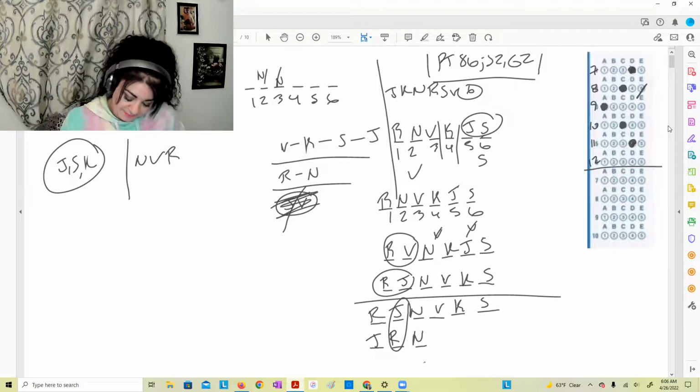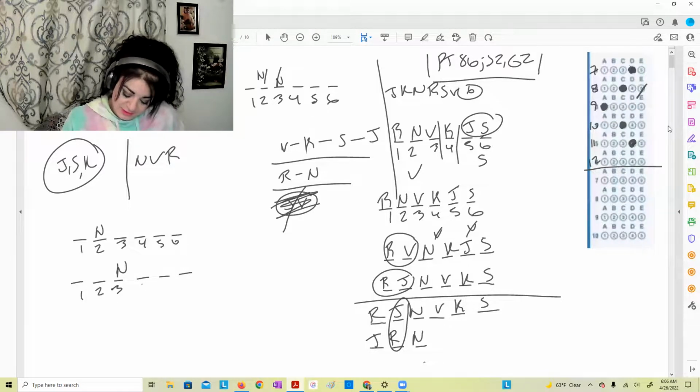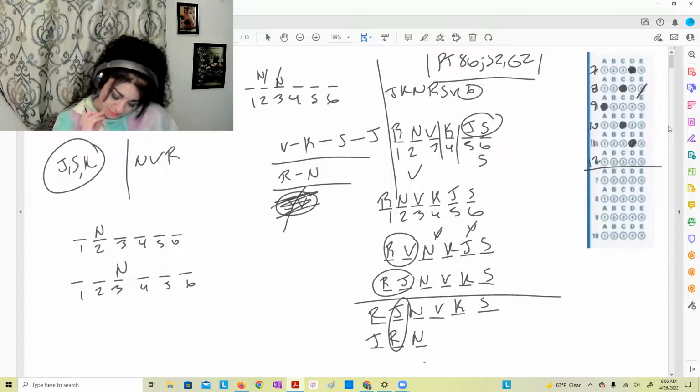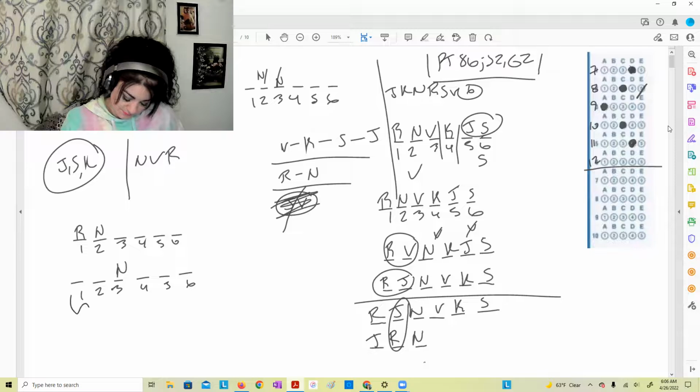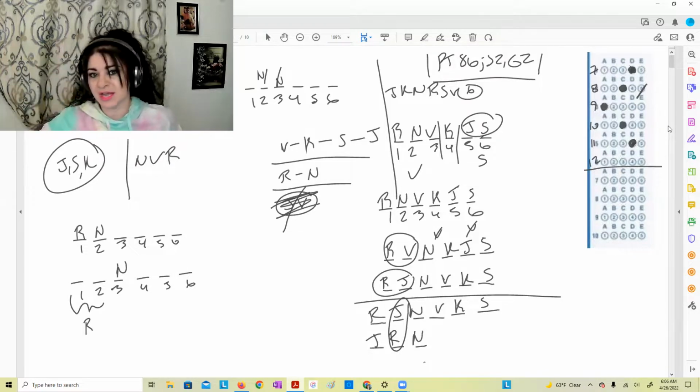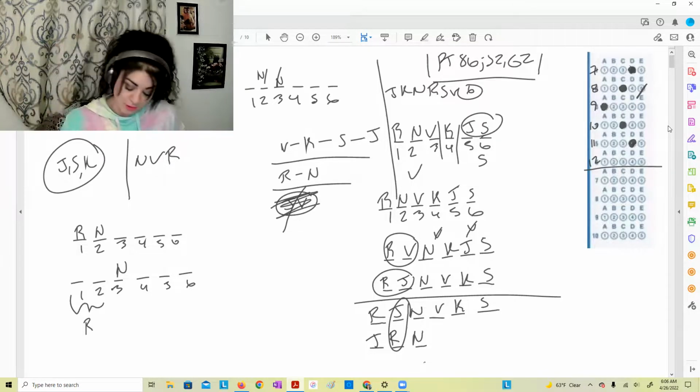Let's say that we could put N in 2. We could put N in 3. I'm going to create both of these sequences. So no matter what, R needs to be before N. And then we need to have V, K, S, and J go in that order.